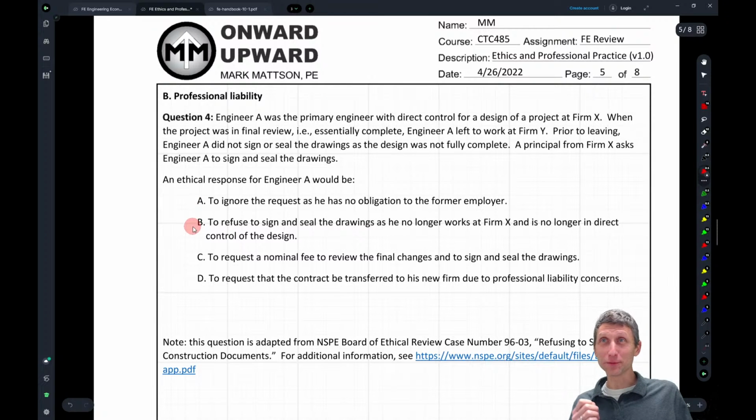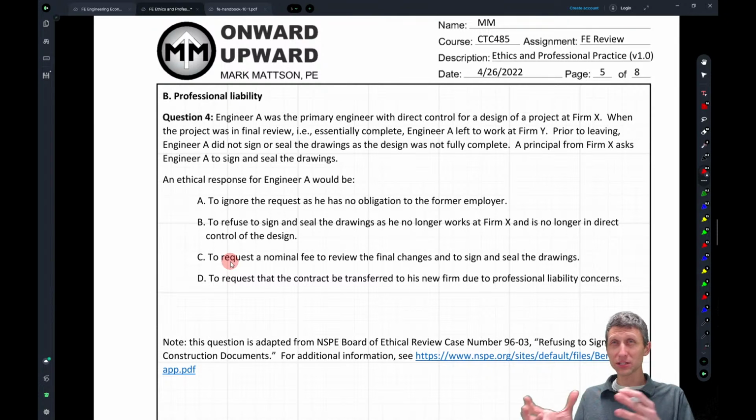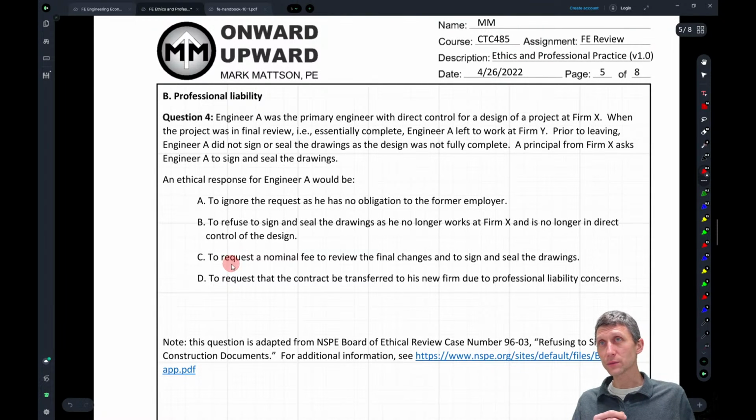Okay, is it ethical to refuse to sign and seal the drawings and basically just say no, right? Well, the first one is just ignoring. The second one's saying no and just being out there with it. The third one here is saying, I'll do it, but I need a little bit of time and a little bit of money to finish up those last few comments. I'll give you my final design and be done with it. Or the last one here, let's just take the contract and bring it over to my firm, right? You guys didn't do the design. It was me. It's my design. I should have it at my firm.